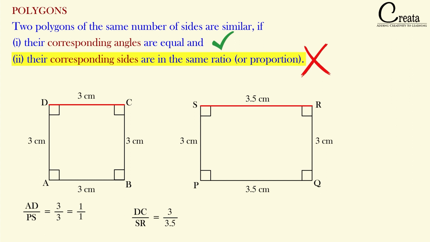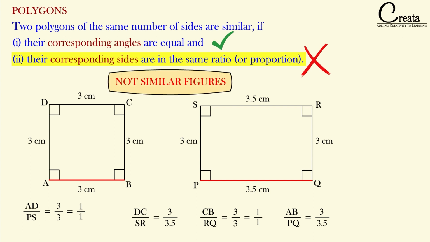You can try the other sides also, like CB to RS is 3 by 3, which is 1. And AB to PQ is 3 upon 3.5, which is not 1. So basically our second criteria has failed. Only the first criteria is matching. So these two figures are not similar to each other. Both the criteria should match. Only one criteria will not satisfy the condition. So these two figures are not similar figures.